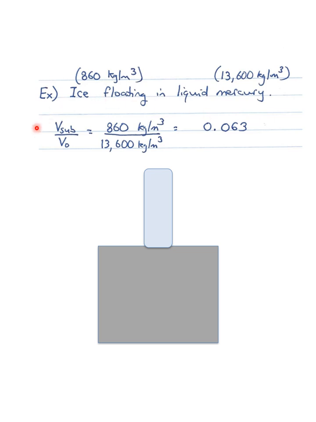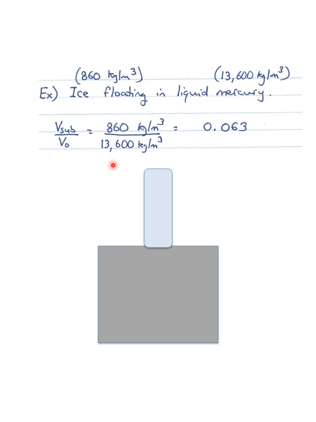The volume submerged over the volume of the object is, let's take that as the density of the ice, 860 kilograms per meter cubed, divided by the density of the mercury, 13,600 kilograms per meter cubed. And we get 0.063. So only 6.3% of the ice is going to be submerged. Most of it's going to float on top.